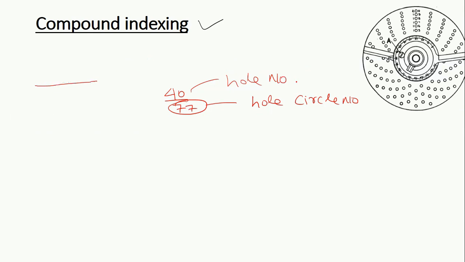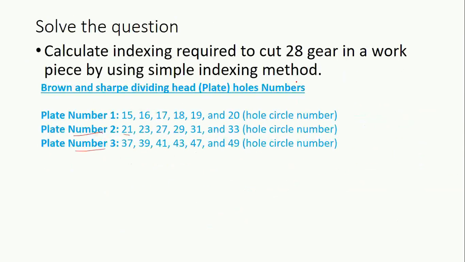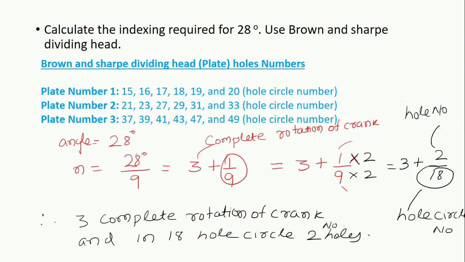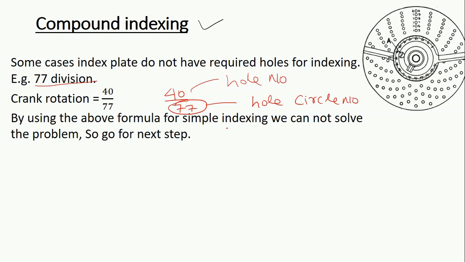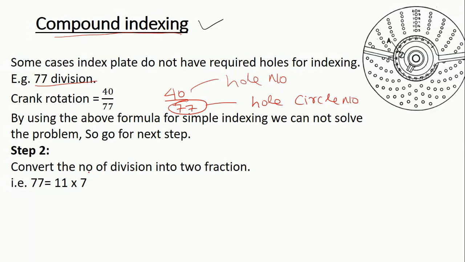But if you look at this index plate, we don't have the 77 hole circle, that means we require a 77 hole circle number. Either we have to manufacture a different index plate, or we can use the existing hole plate by using the compound indexing method. In this method, what do you do? If this number is not available, then convert this number into two equal fractions. That is, 77 can be converted to 11 into 7.